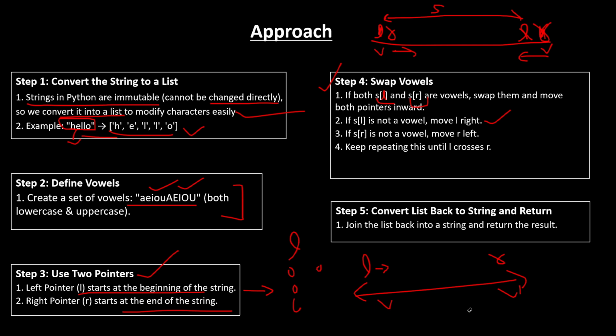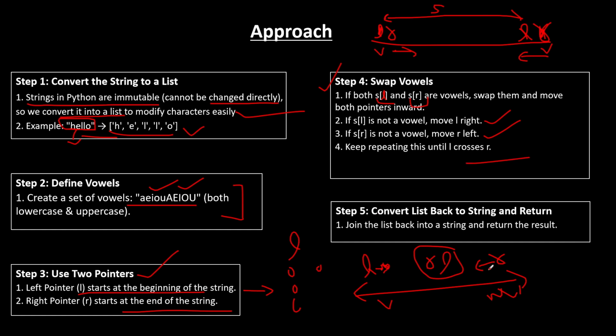if this is the vowel and this is a non-vowel, we will move right to the left as we have to search for a vowel from the right to the left so that we can swap this left side and the right side. So this is what is explained here. And then keep repeating it until L crosses R. And since when L is here and R is here, it means we have traversed the complete array and our answer stops there.